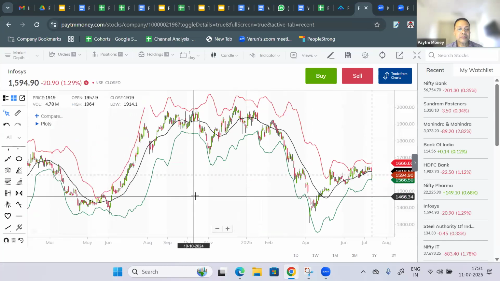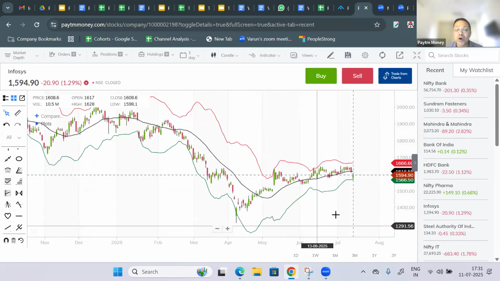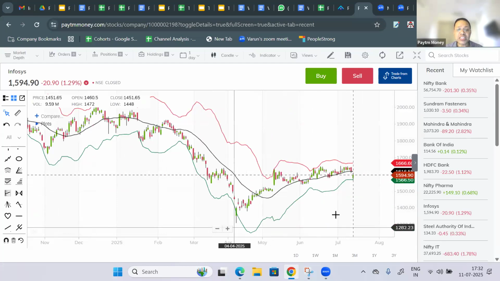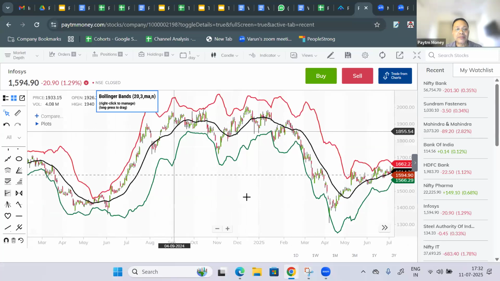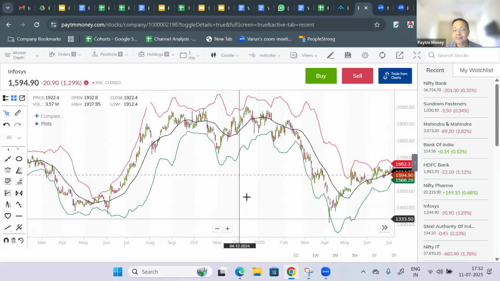Can you see that? Very rarely the price has ever gone beyond 3 standard deviation. Have you noticed this? Very rarely the price has gone beyond 3 standard deviation. All the time it is within the channel only.